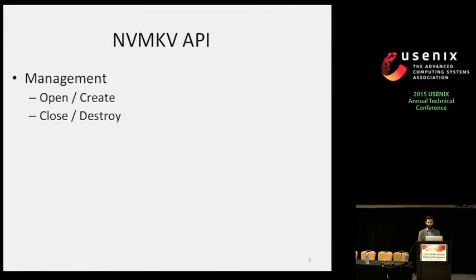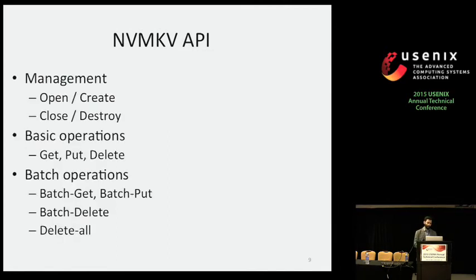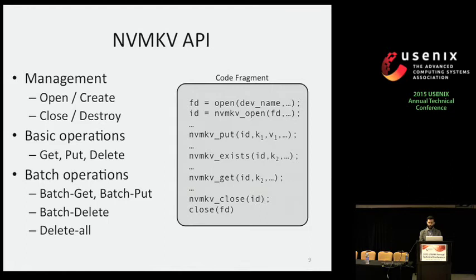Now, the API of our key-value store provides what you would expect. It allows you to open and create a key-value store, or close and destroy it, basic operations like get, put, and delete, and batch operations. So here I have a small code fragment that allows you to see how you would use it from your application. You typically open the device, followed by creating or opening the key-value store. And then at that point, you have everything that you need to do puts and gets. And of course, check if a specific key exists in your key-value store.